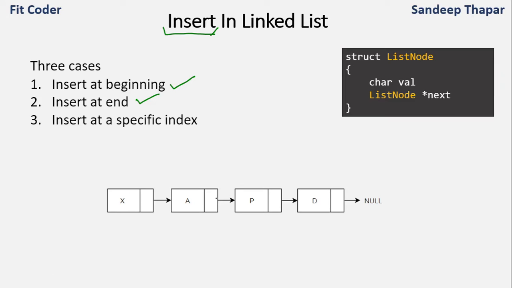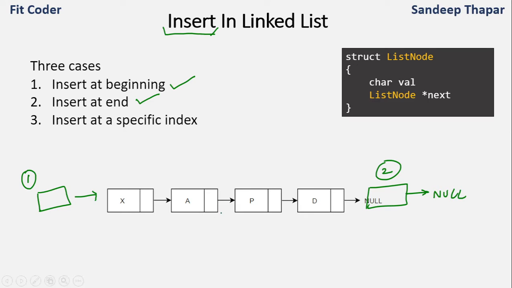So if this is a linked list, either we can insert node here, so this is the first case, or we can insert node at the end, so this is the second case, or we can insert node at a specific index. So these three possible cases are there. We'll discuss each of these cases individually. Let's start with the first case, when we have to insert node at the beginning.